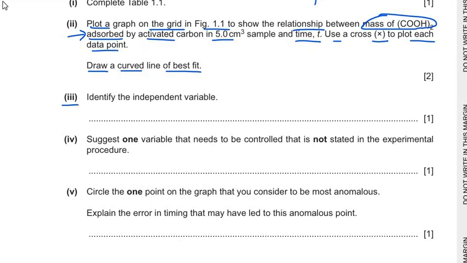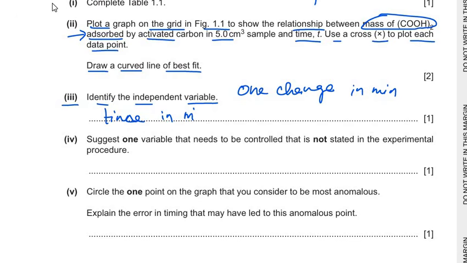Then the next sub question is: identify the independent variable. Now what is the independent variable? The independent variable is the one factor which we change. Now what are we changing in this? It is the time, the time in minutes, so that we can measure the mass adsorbed. So what we are changing is the time to measure the adsorbed mass. I'm just writing time in minutes, which is used to measure the mass of ethane dioic acid adsorbed.